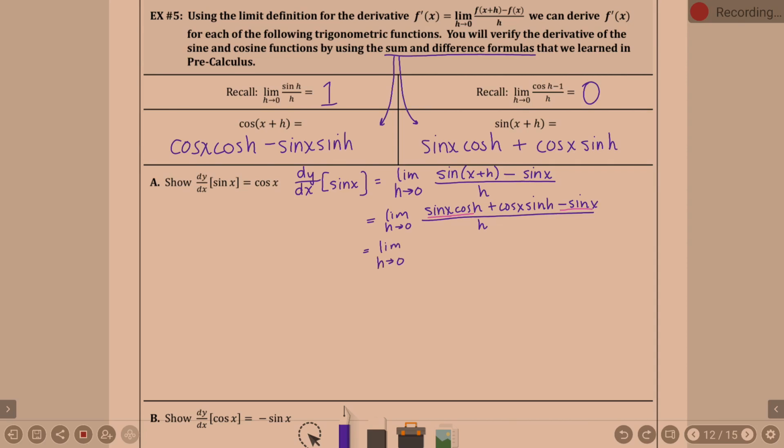And as I rearrange the top, I'm also going to factor out sine x of those two. This other term, the cosine x sine h, I'm going to push to the end. Am I making any sense? Yeah. So if I factor out sine x from this first term, I'm left with cosine h. And then if I factor out a sine x from minus sine x, I'm left with minus 1. And then don't forget, we still have the cosine x sine h, and of course, it's all over h.